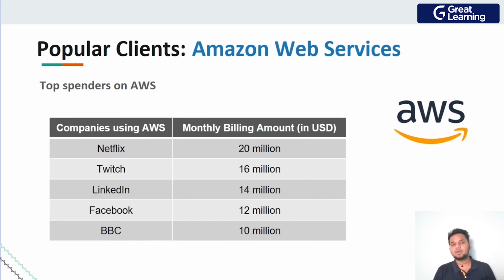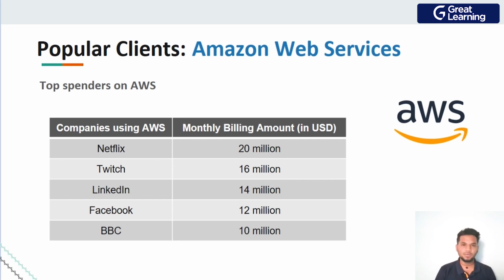That is the reason I thought it would add a lot of value to show you who the top spenders are on AWS. Netflix is paying $20 million monthly, in American dollars of course, to AWS because they're using all of their services. Similarly, Twitch is again a popular streaming platform.